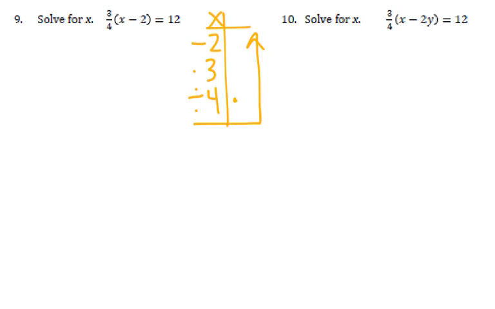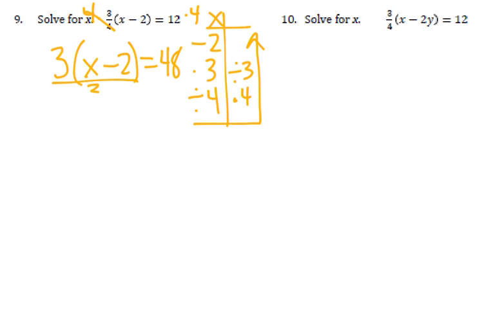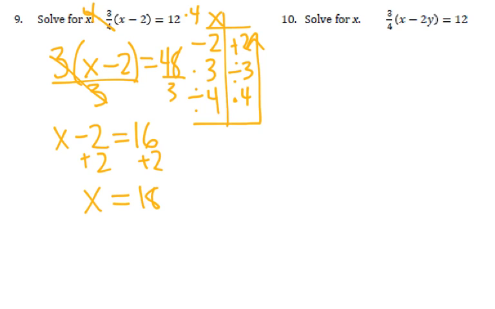So we can start out by times by 4. So if we times everything by 4, we get 3 times x minus 2 equals 48. Then we would divide by 3, because that's the opposite. That would cancel. We'd end up with x minus 2 equals 16. Then we add 2 to both sides. We get x equals 18.